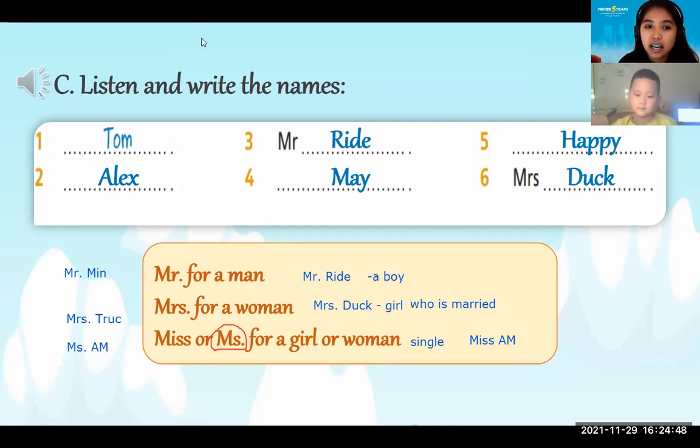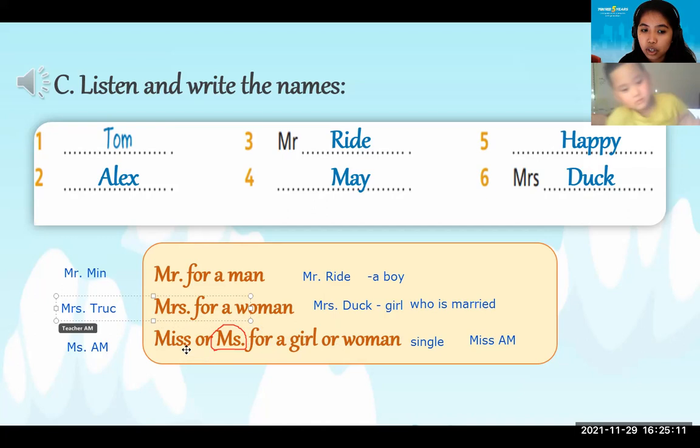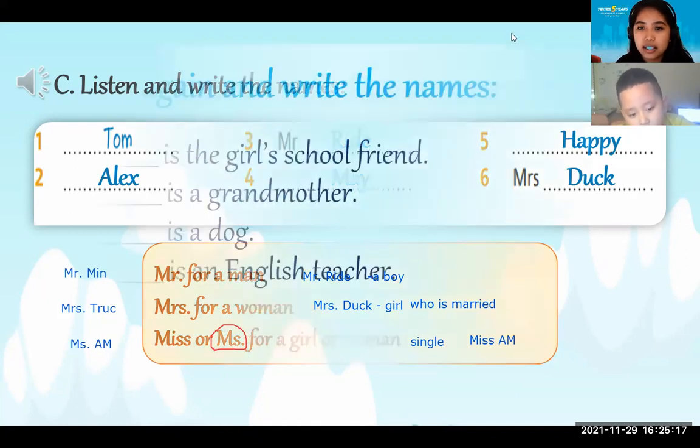What is the name for I? When we say Mr., this is refer for a boy. We call a man or a boy Mr. and a woman Mrs. Okay, and Miss for a single girl or woman. Okay, so this time, let's proceed to our next slide.